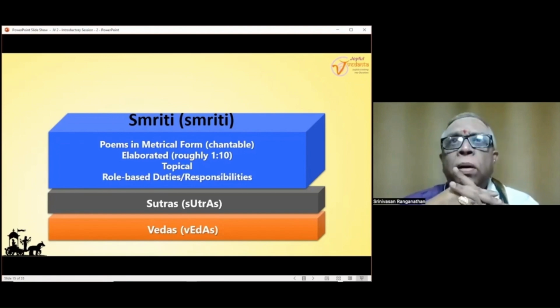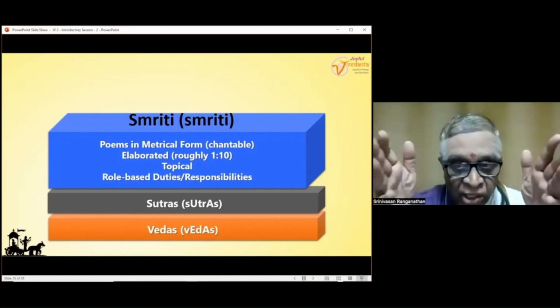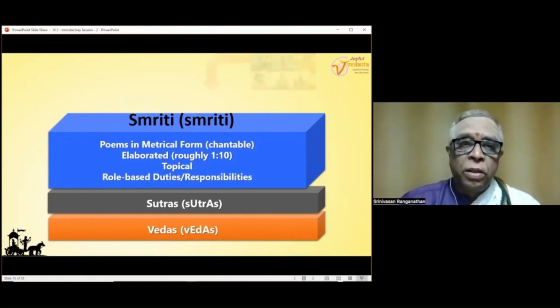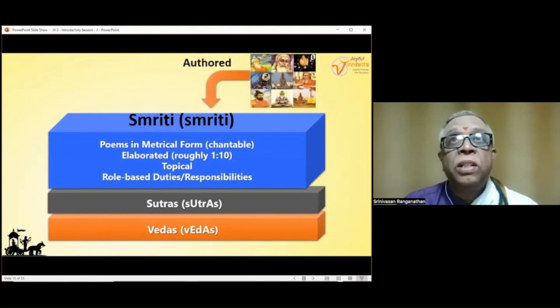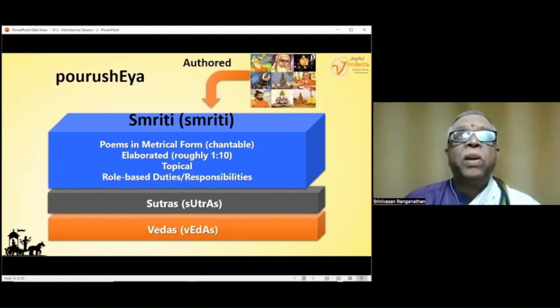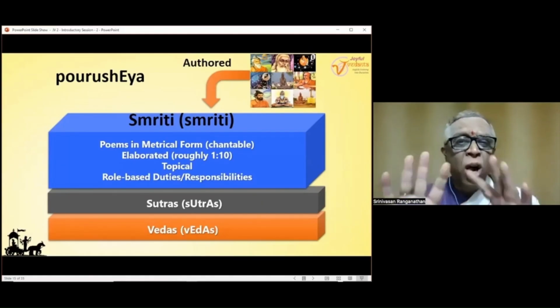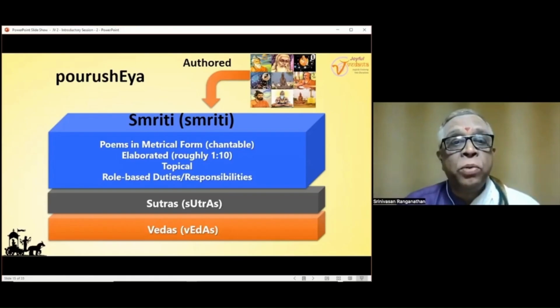The topical aspect was maintained. Then role-based duties and responsibilities were also told because human beings always want to know the do's and don'ts, right? And we always keep looking at somebody else for instruction, give me instruction, give me instruction, because we are tuned to receiving instruction. So all the Smriti is all about rules, definitions, do's, don'ts, right? Authored, obviously authored. Authored means Paursheya, right? I'm repeating these words so that they can go into our head because any repetition helps us to memorize, right? Remember the long vowel there. Authored again by multiple rishis, different people contributed to Smriti.